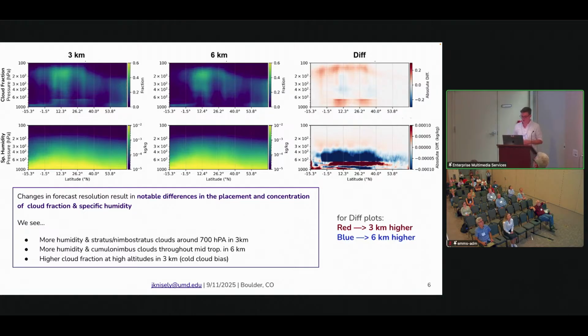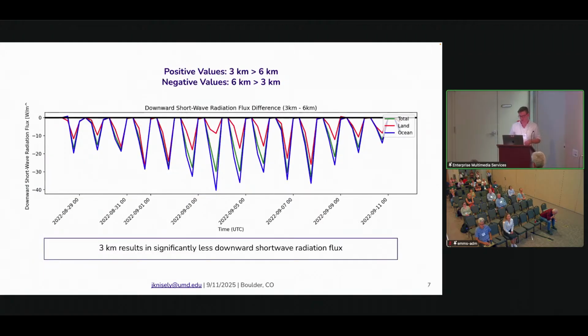Conversely, with the 6 kilometer configuration, we're seeing changes in static stability, which lead to more humidity in cumulonimbus clouds throughout the mid-troposphere. I also want to point out the higher cloud fraction at higher altitudes in the 3 kilometer. This is a cold cloud bias. This is also an interesting result. And these changes in cloud coverage and specific humidity, we wanted to see next how they affected surface variables.